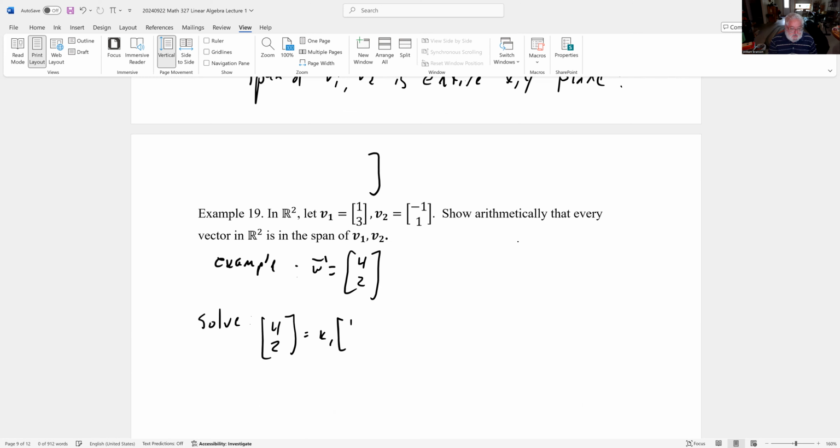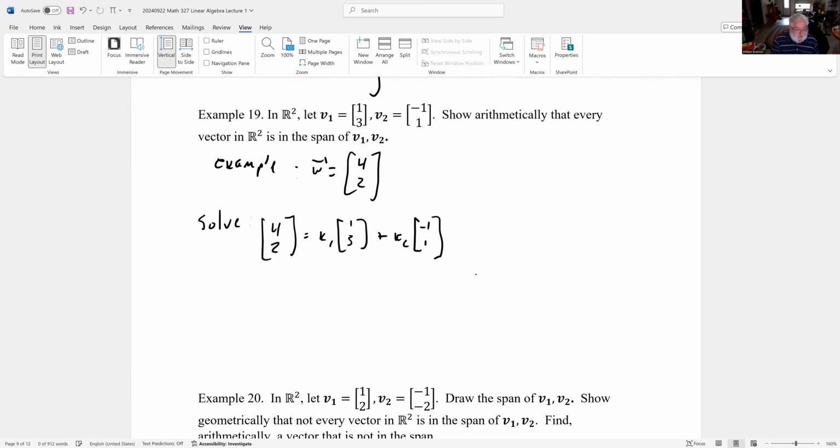And I want to know, what is my K1 and my K2? Well, that's actually not too bad. We just pull everything together. K1 times 1. We can bring the K1 into these and the K2 into there. And then we can add two vectors by adding the components, and we get this.